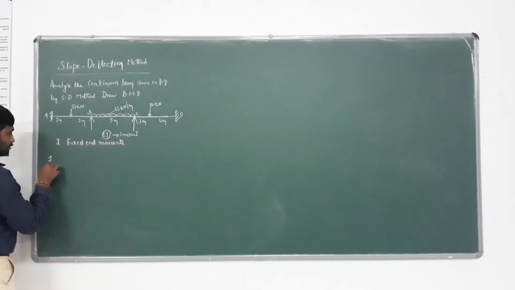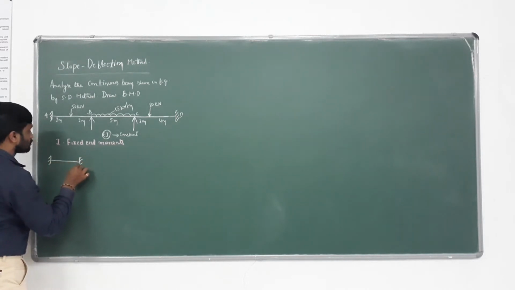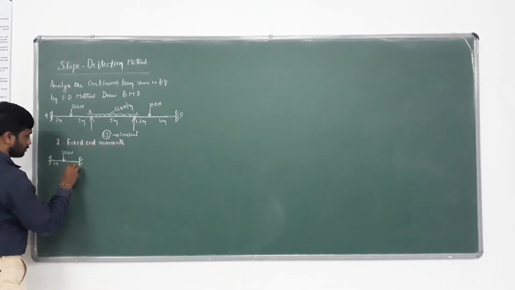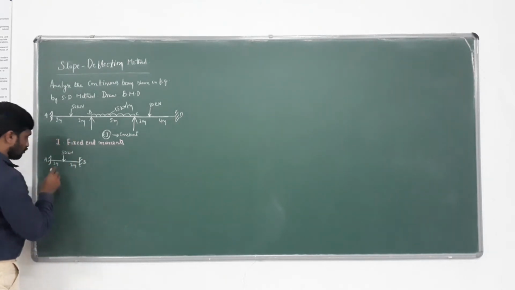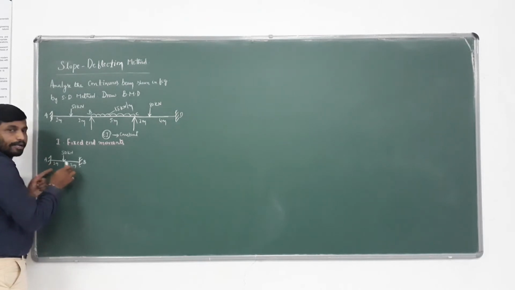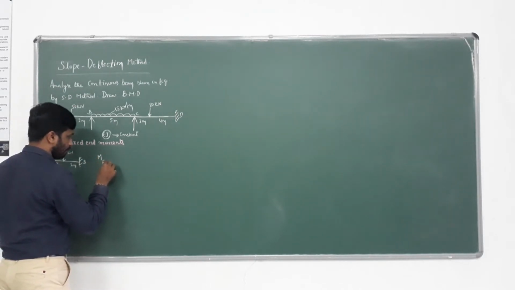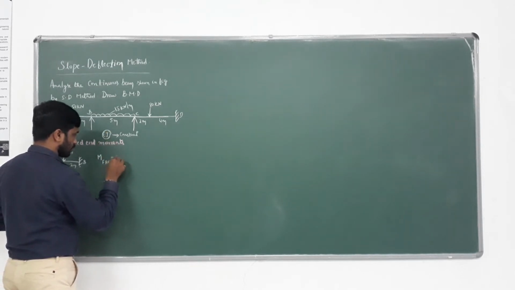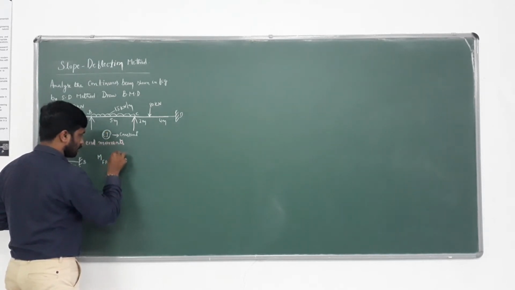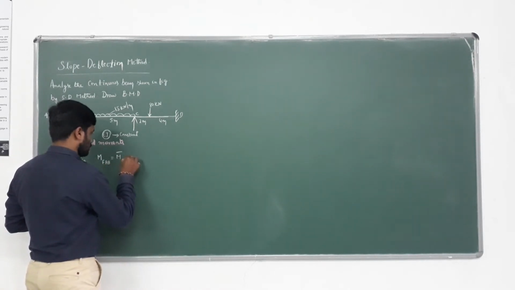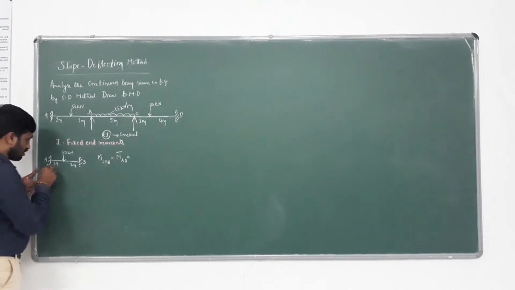I am assuming the AB span as fixed. Here we have 50 kilonewton, 2 meters, 2 meters, AB, EI is constant. So this is a point load acting at L by 2, L by 2. Therefore, MFAB, which is nothing but MAB bar. In other words, MAB bar or MFAB, both are the same.